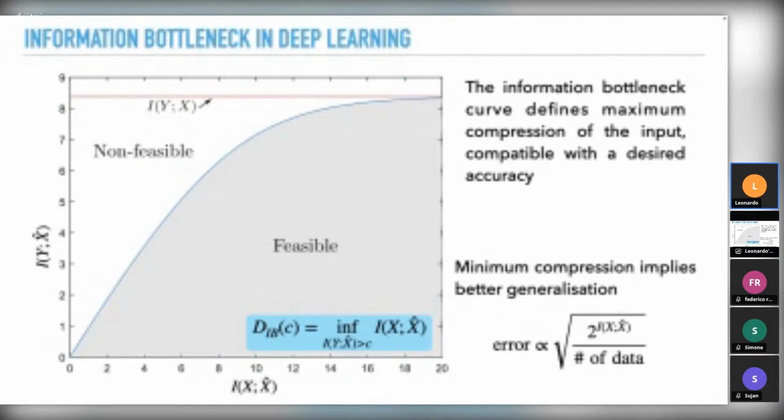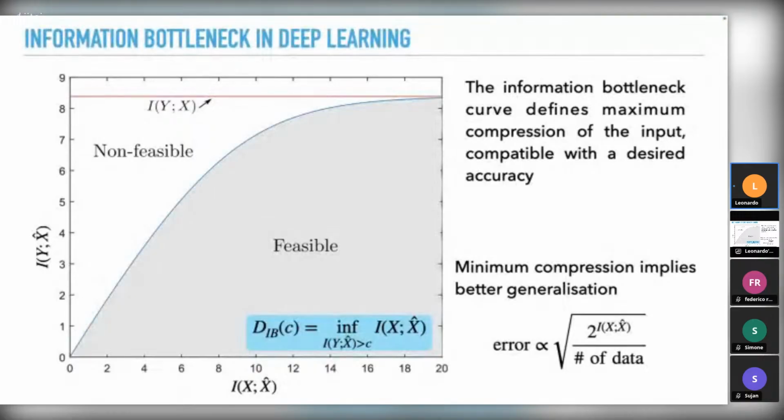And so the way to define this transition line is via this kind of constrained optimization problem. Here you are minimizing the mutual information between the input and your model, and you do that assuming that from your model you have enough information about the label Y that you want to get.